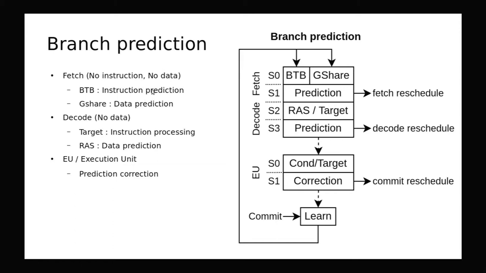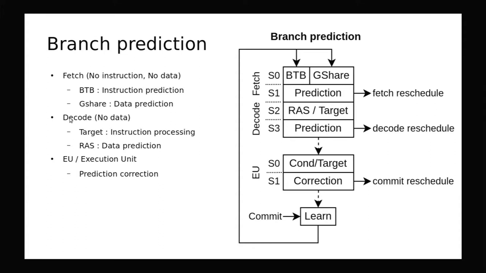So, okay, that's the first part of the prediction. And the second part of the prediction is done by GShare, which is saying that the branch in that word is very likely or not to branch, for instance. So it's a data prediction. So that's the first layer, which has a really fast response time.